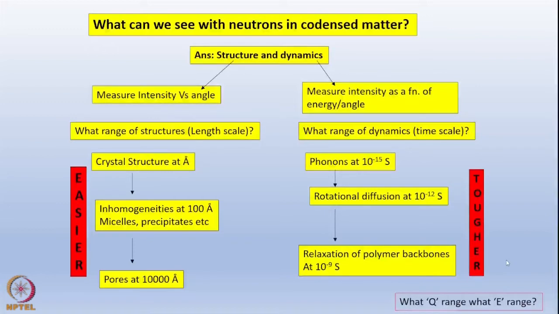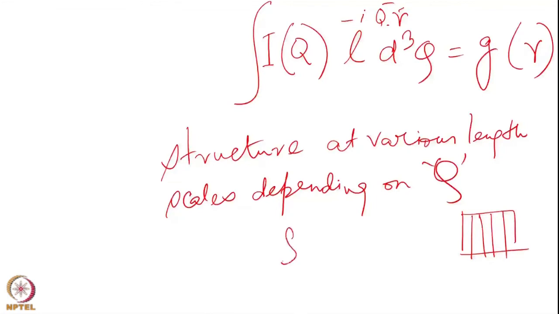But diffraction experiments are easier because we are not measuring energy. For dynamics, I need to measure the intensity of neutrons as a function of energy and angle. When you measure energy difference, of course we are trying to probe dynamics in the system. Depending on how much energy transfer we are seeing in an experiment, it will look at one specific kind of dynamics in the system, and at various Q values. Angle means various Q values. So what I get in a dynamics experiment is S(Q, omega), from where we try to get the dynamics at various time ranges.